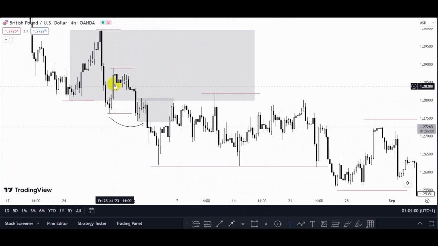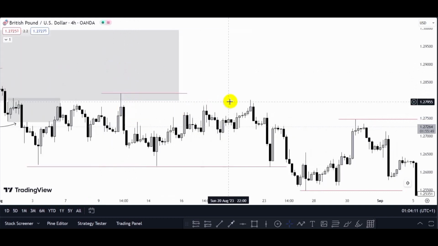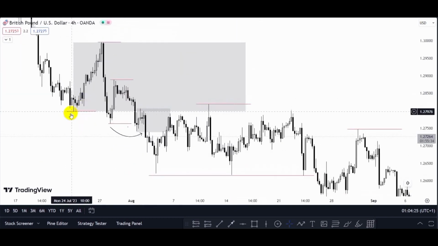Now we have the pullback into the IOF. Price returned to mitigate the IOF. And then we have price move to the downside and then took out the sell side liquidity again. Now you can see we have our first order flow here. The buying move before the selling move that took out the sell side liquidity and broke structure.